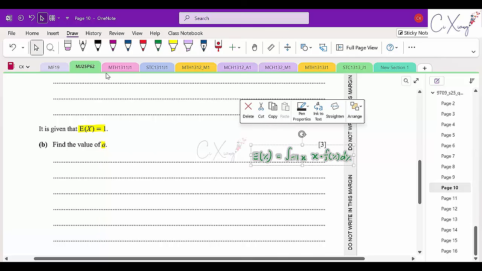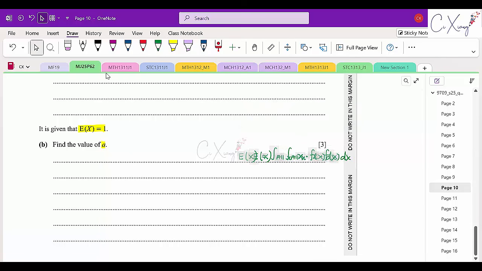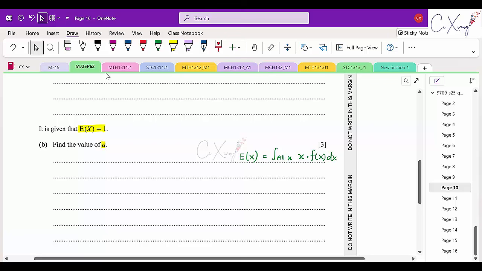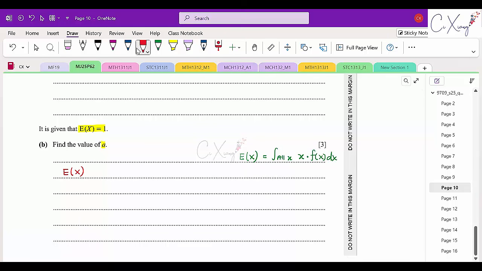Alright, so this is a general formula to find out the expected value of x when you are having a continuous random variable. And we are going to apply it here. We know that the expected value of x is equal to 1, which means that if I integrate my function from 0 until a, then multiply x with the function f(x), which is kx squared over a squared, it is equal to 1.